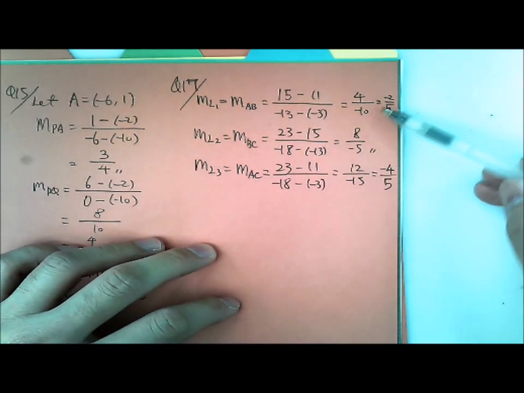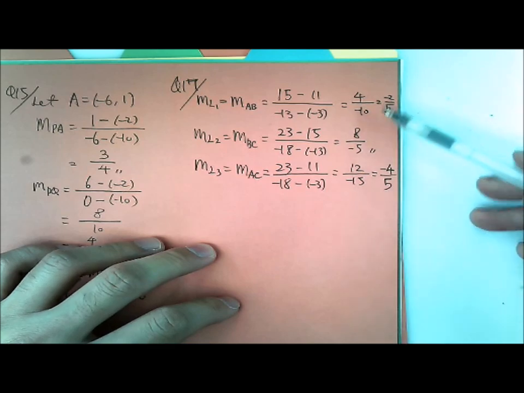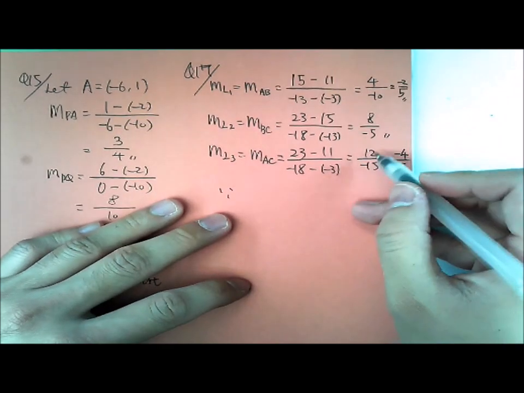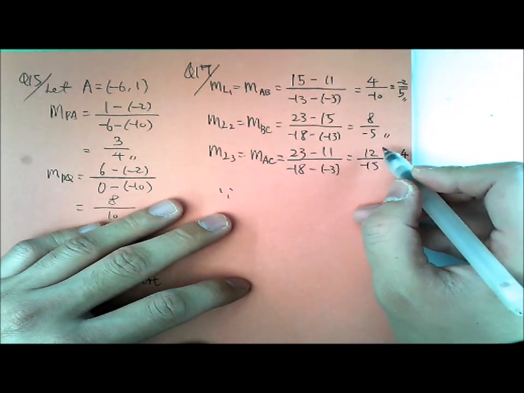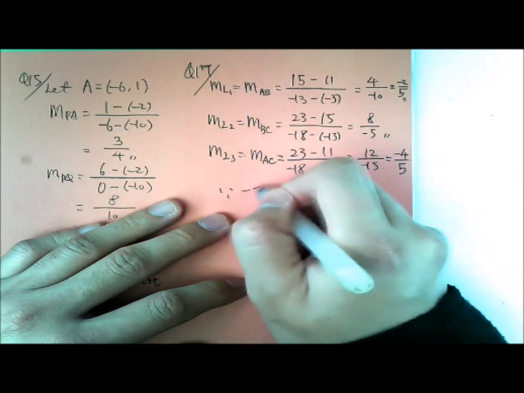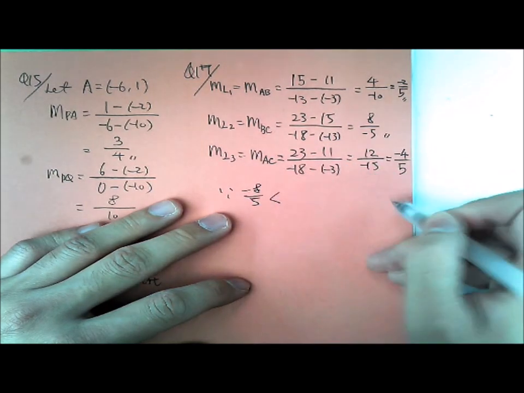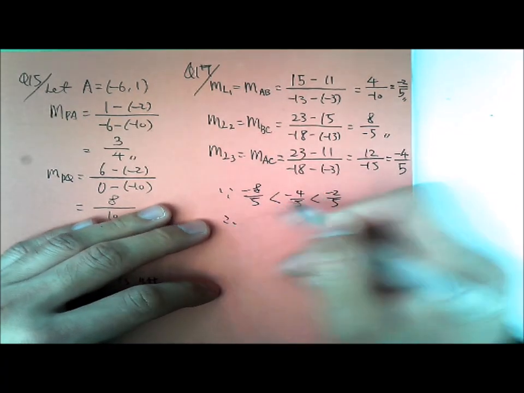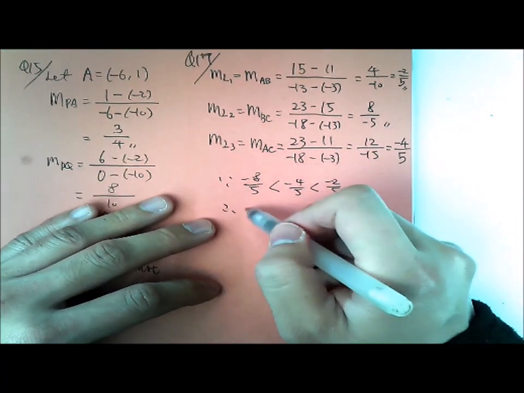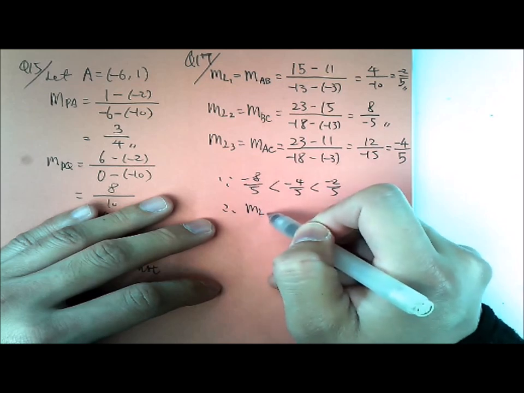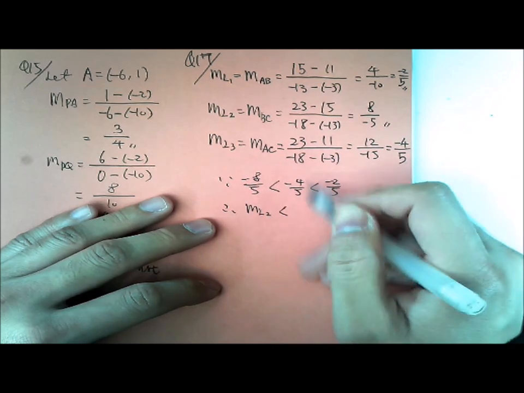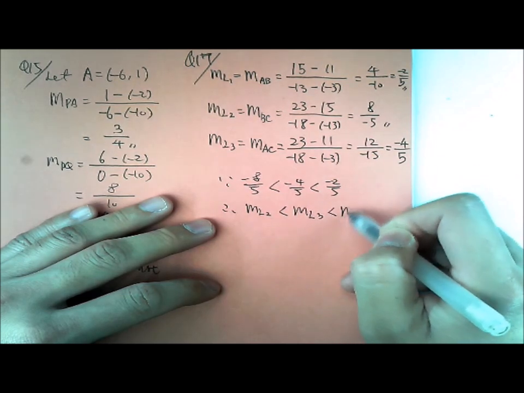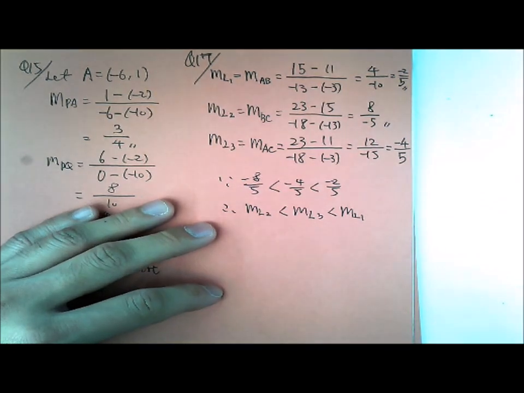You can make it the order, okay? Which one is the smallest? So you write for the negative one, the larger number, the smaller it is, okay? Negative, and then negative 4 over 5, negative 2 over 5, okay? So we have ML2 less than ML3 and then less than ML1, understand?